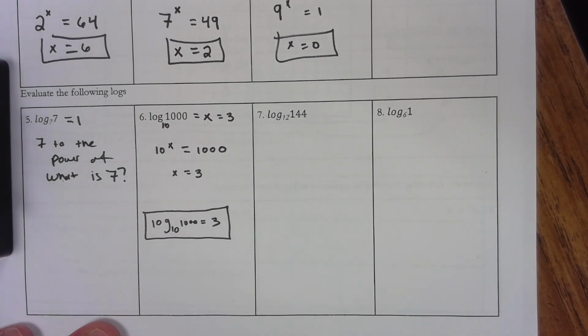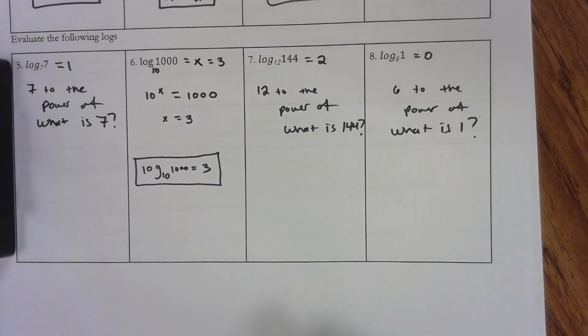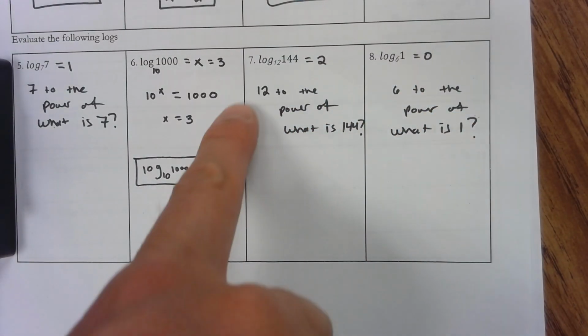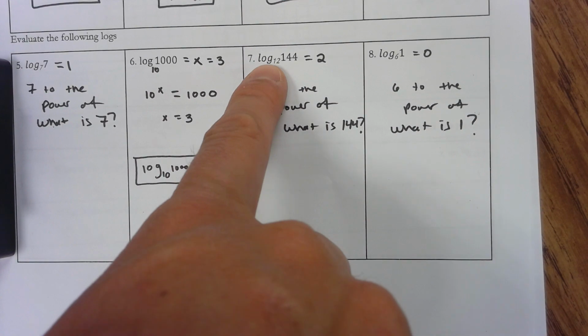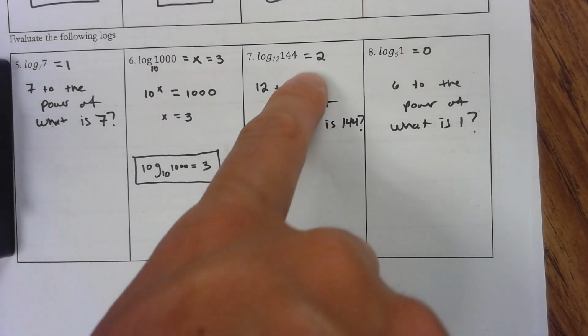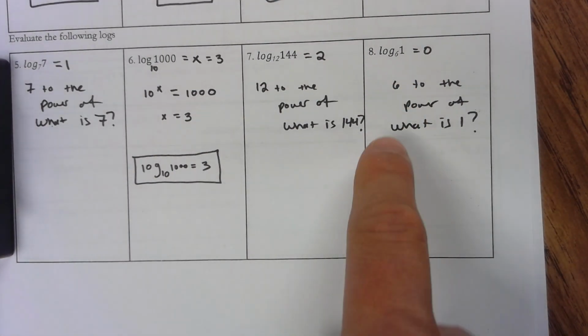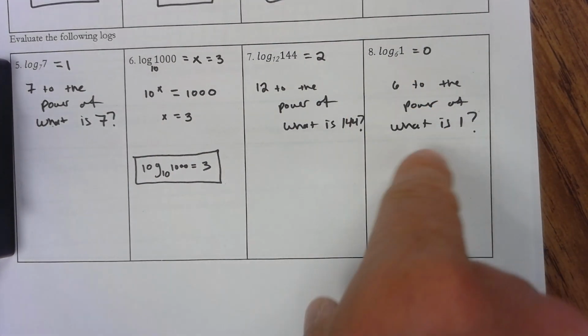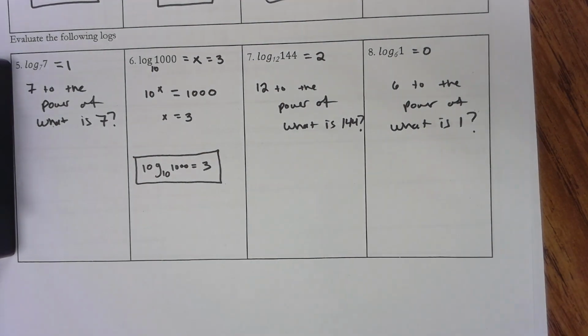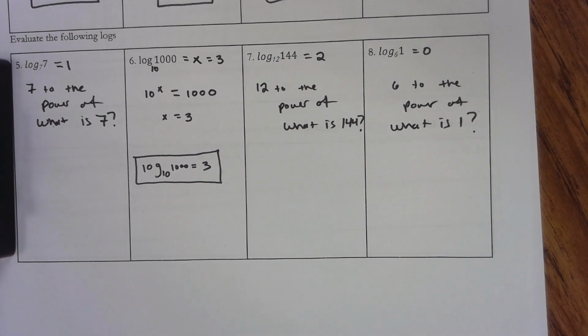All right, real quick, see if you can evaluate 7 and 8. Again, this should take like 1 minute. Just think about it as an exponential. All right, I'm going to close these 2 out. For number 7, when I see log base 12 of 144, I'm thinking 12 to the power of what is 144? That'd be 2. 12 to the power of 2 is 144. For 8, same idea. I'm thinking 6 to the power of what is 1? That would be 6 to the power of 0. So log base 6 of 1 is equal to 0.